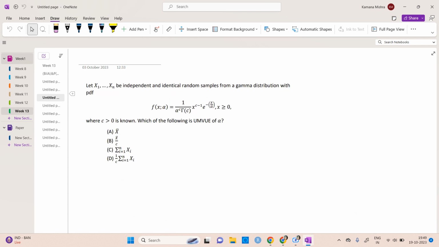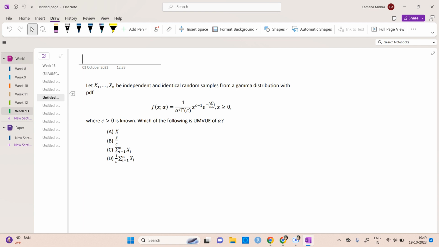Okay. So the next question is UMVUE. I think this is the uniform minimum variance unbiased estimator. Okay, so this is how we say it. And then this one is the third question. So this is how we find it.